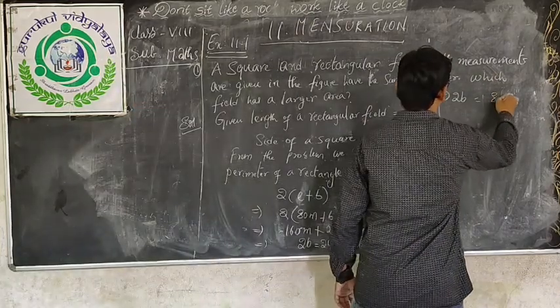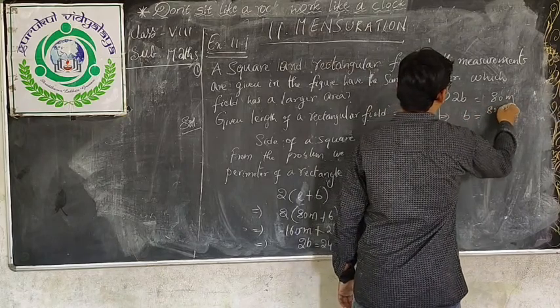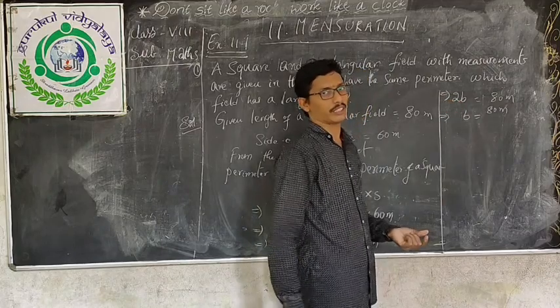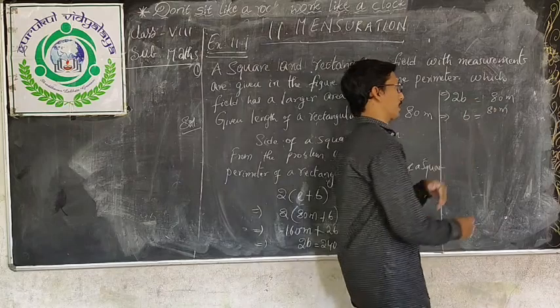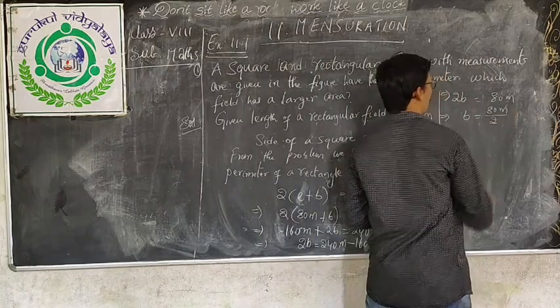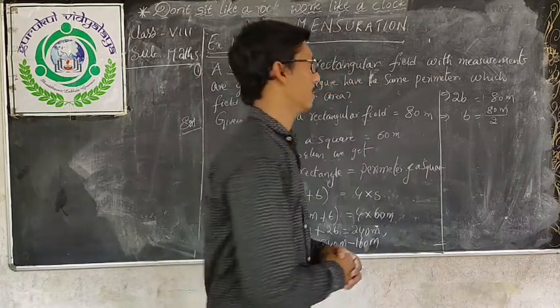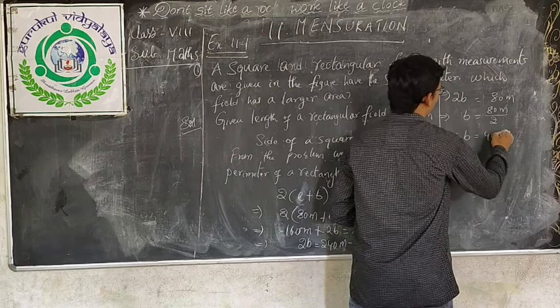80 meters implies 2B is equal to 80 meters, because this 2 and B are in multiplication. So when it crosses the equal sign, it becomes division. So 80 divided by 2: how many times will 2 go into 80? 2 forties are 80. So therefore B is equal to 40 meters.